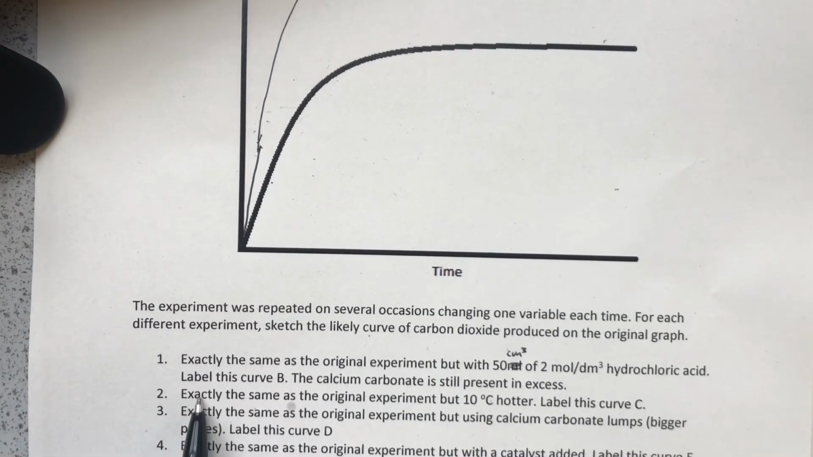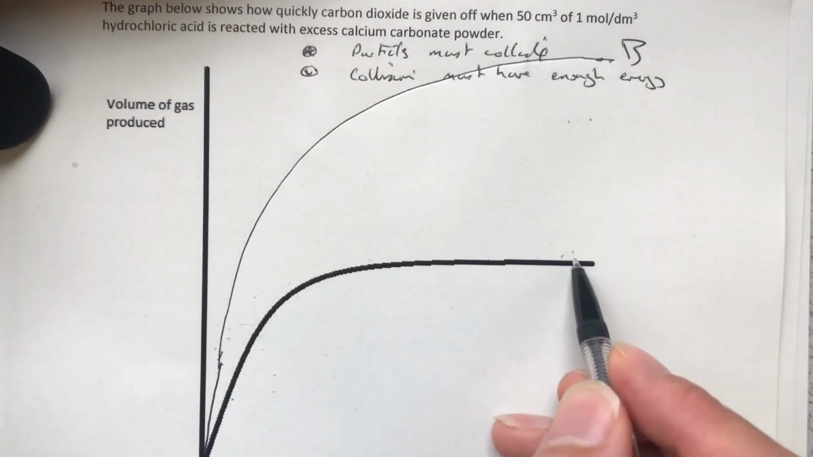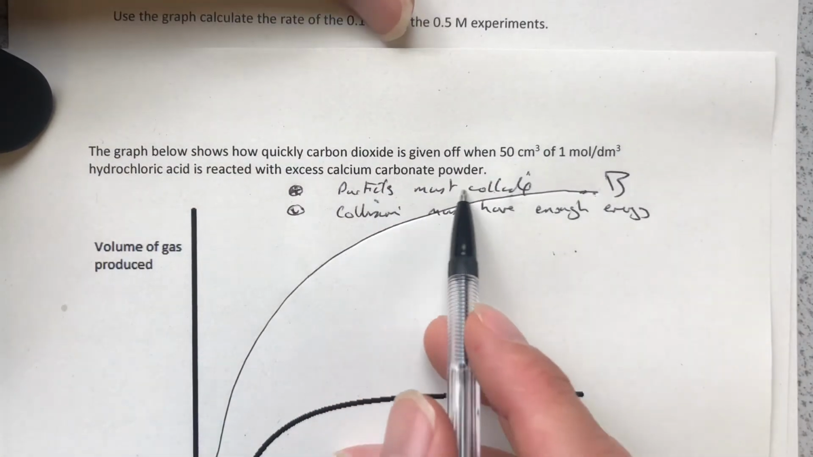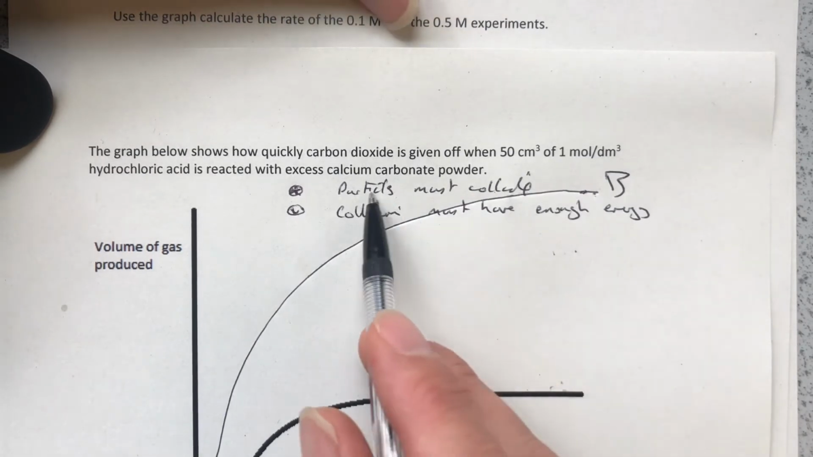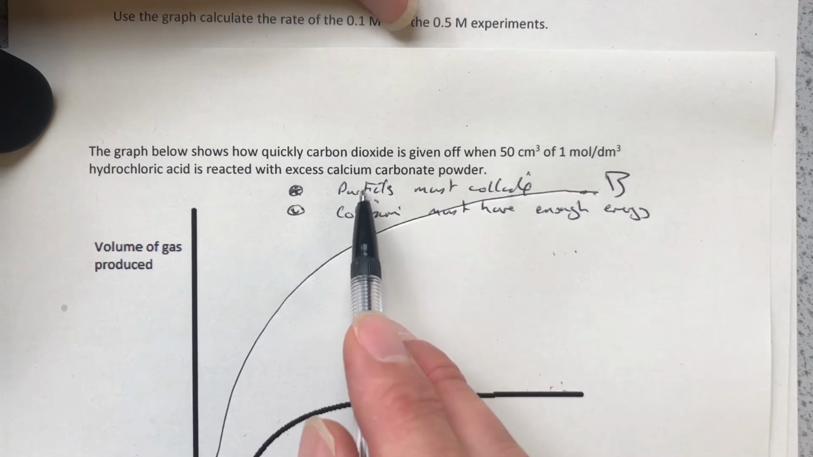Next one, exactly the same as the original experiment, but 10 degrees hotter. Okay, so it's exactly the same as this one here, A if you like, but 10 degrees hotter. So does that change the number of collisions? Well, yeah, it will actually increase the number of collisions in the particles that are there. But we're not starting with any more particles, are we? The set number of particles we start with is the same.